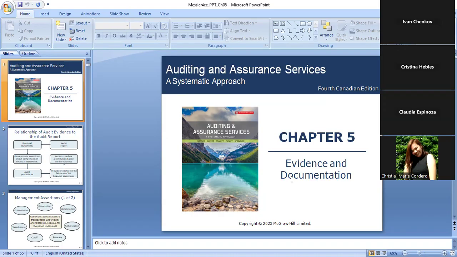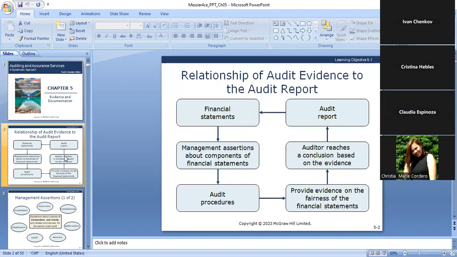So now let's see what kind of evidence and documentation we have to go through in order to assess the risks, find the evidence about the risk, and document it. First, we're going to start with the financial statements. That's the starting point, obviously.